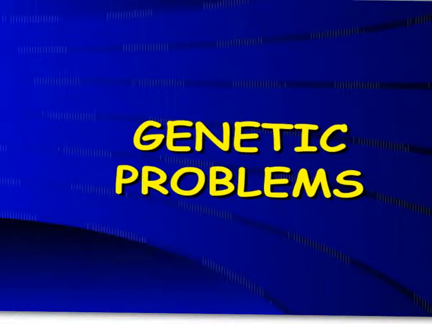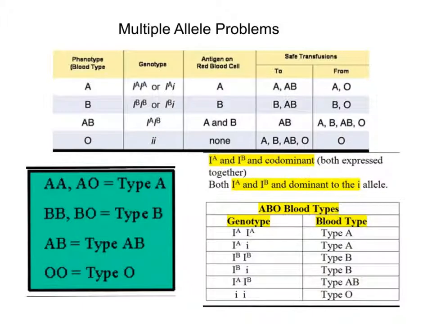Today we will be reviewing how to solve simple Mendelian genetics problems. These will include incomplete dominance, monohybrid cross, dihybrid cross, sex-linked characteristics, and multiple alleles. Now, our last type of problem that we will cover is going to be on multiple alleles.